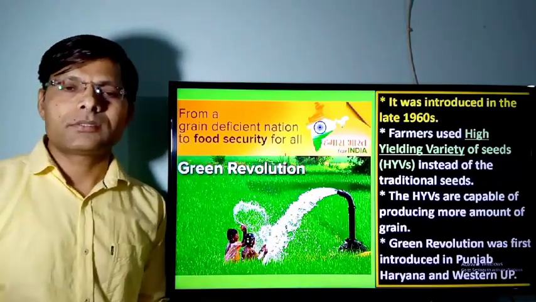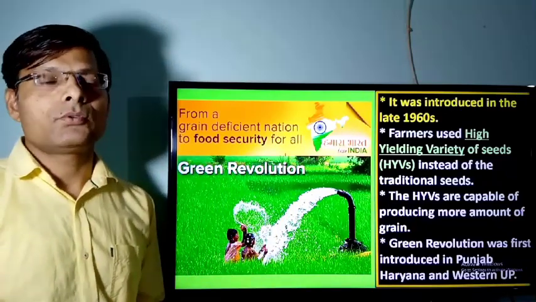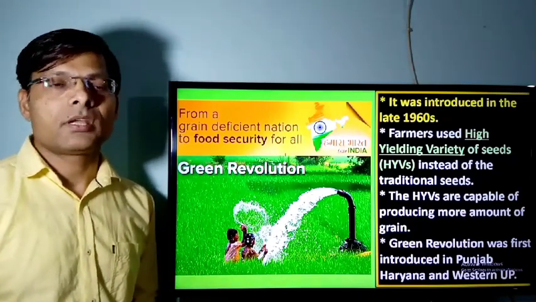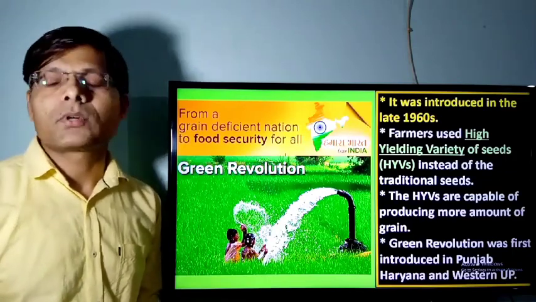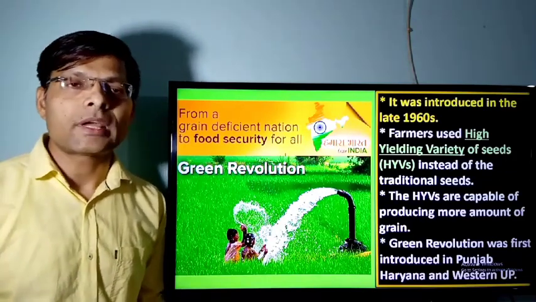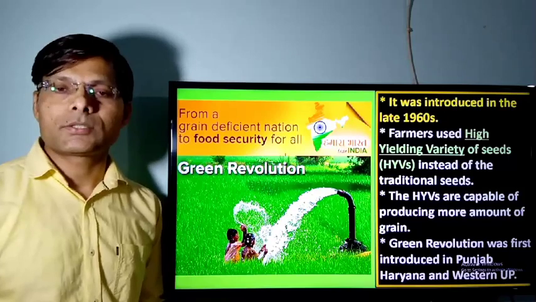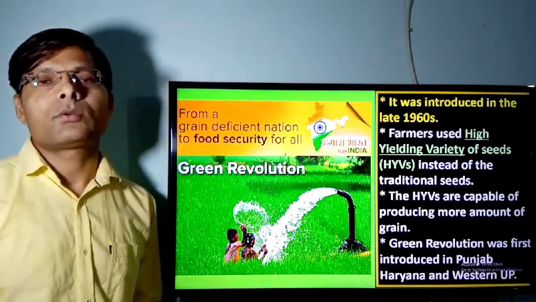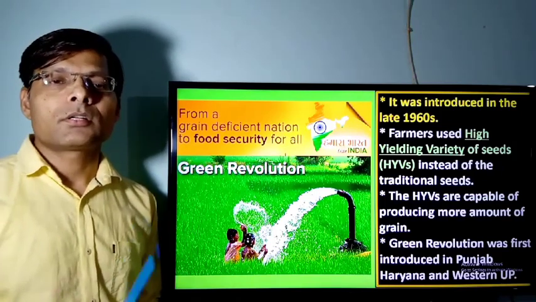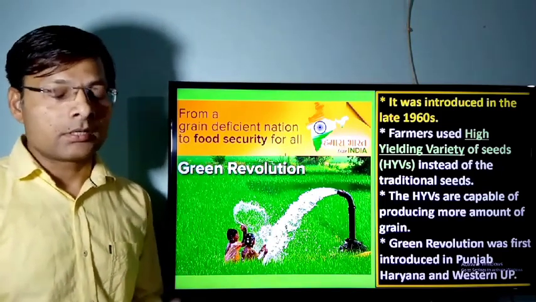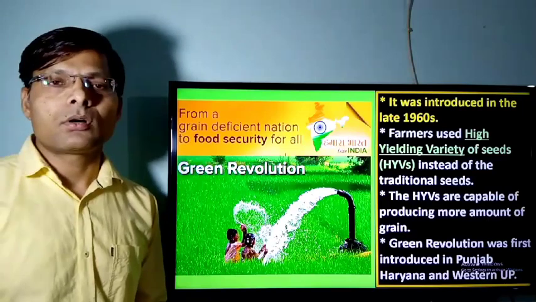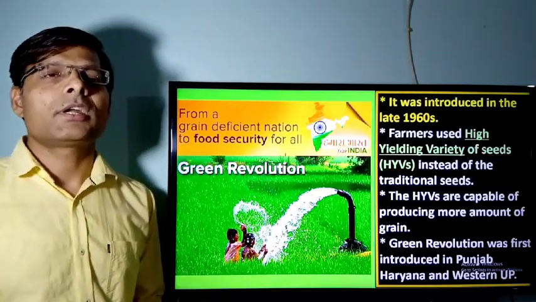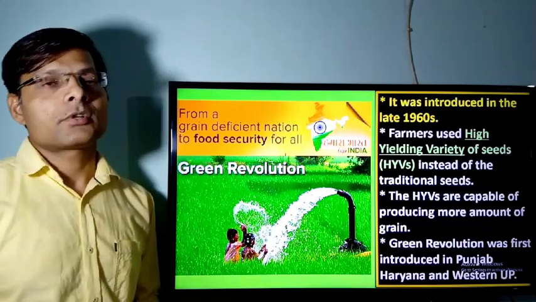So not only this, in the green revolution time, many institutional changes were also made. Different banks for providing loans to agricultural people were also set up, and more and more loan facilities were provided to people on easy terms and conditions. All that was done so that farmers feel at ease and could engage in the process of production.